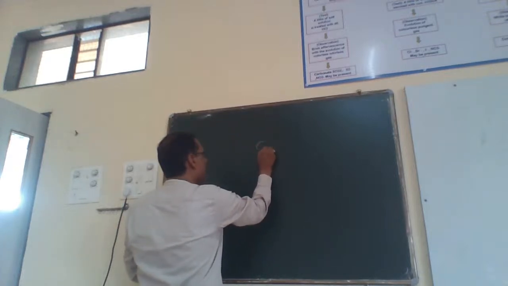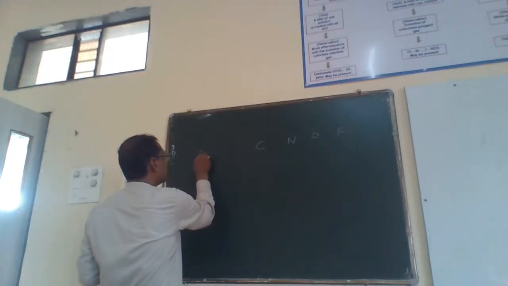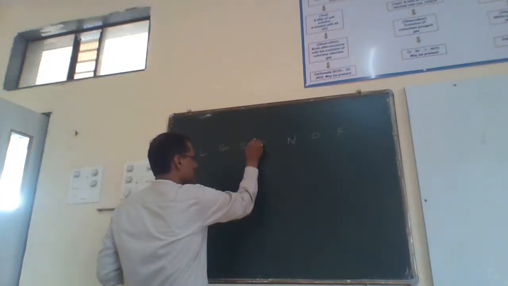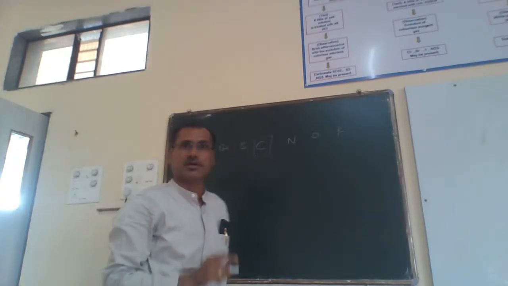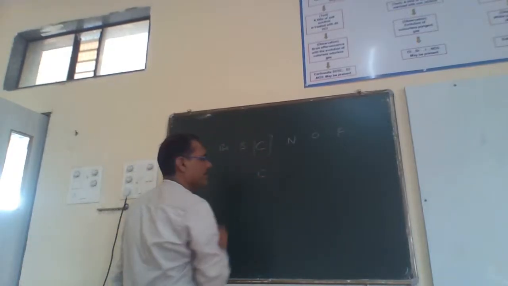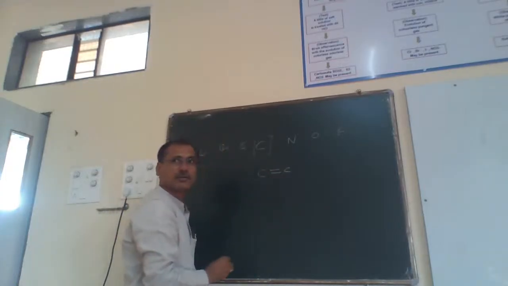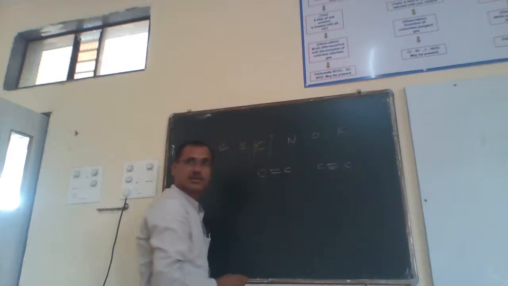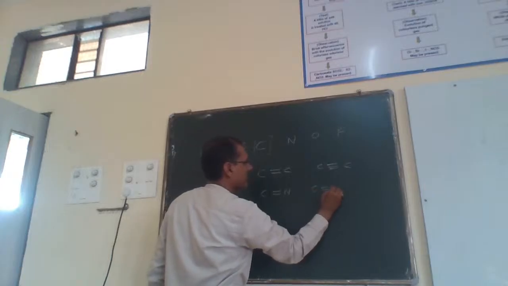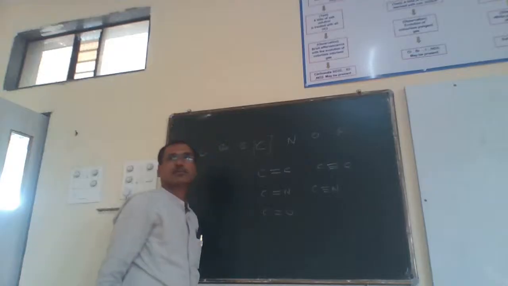You know, in the periodic table, these are the elements, right? Li, Be, B, C, N, O, F. Now, this is the central atom in organic chemistry. This central atom can form multiple bonds. These multiple bonds include carbon-carbon double bond, carbon-carbon triple bond. With nitrogen, it can form carbon-nitrogen double bond and carbon-nitrogen triple bond. With oxygen, it can form carbon-oxygen double bond.